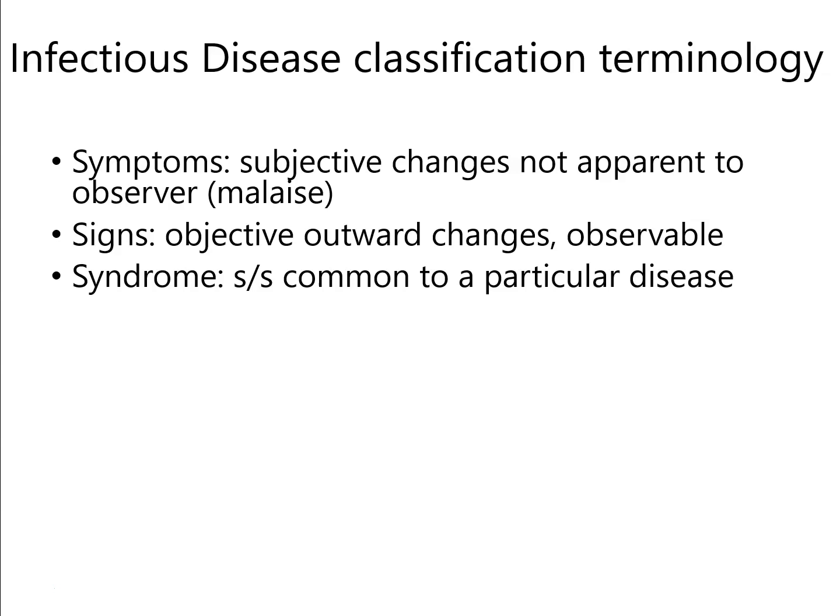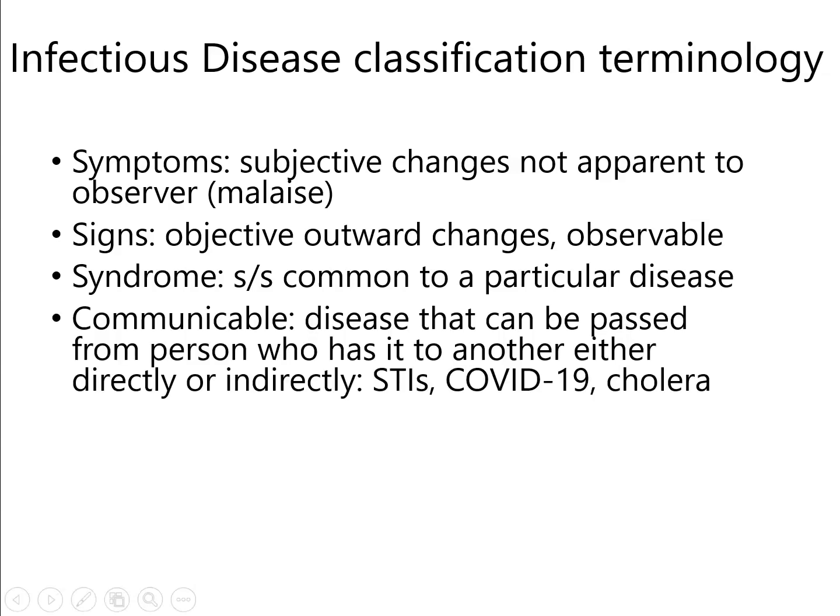And that's usually the first step, especially with things like viral infections, when it's hard to find the virus, because viruses won't grow on artificial media. You have to do detailed studies. First, you start with a syndrome, and then from there learn more about it until you can call it a disease. Infectious diseases can be communicable or non-communicable.